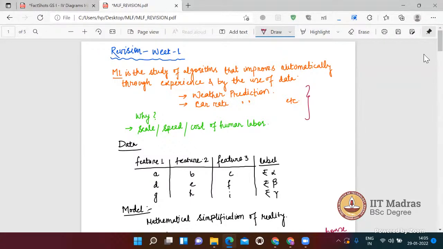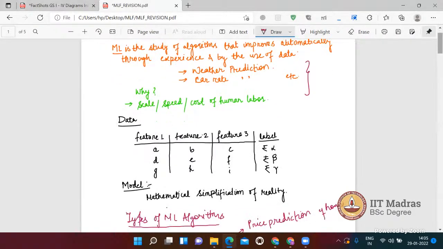Many of the things can be done with simple programming also, but you'll need a lot of time to develop that, or to do even simple things. You'll need a lot of coding. That's why we generally use ML in spite of basic programming.